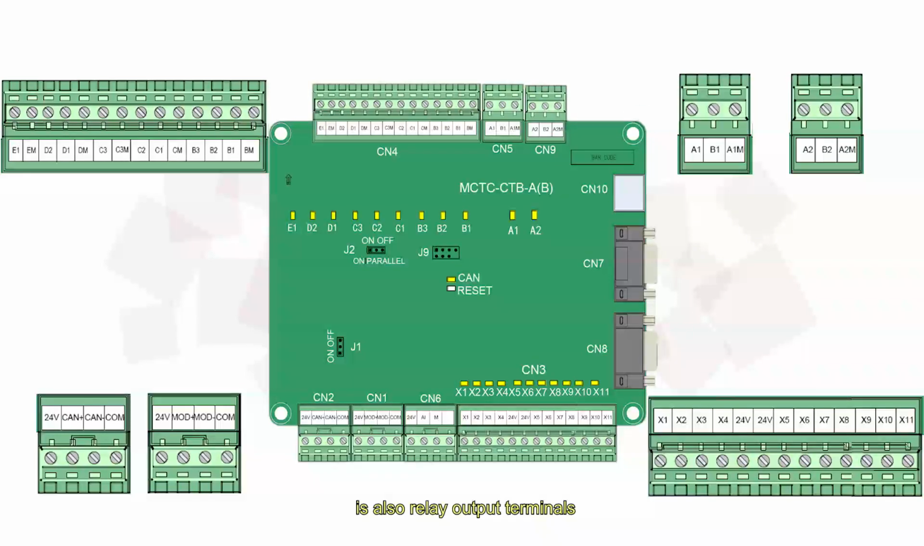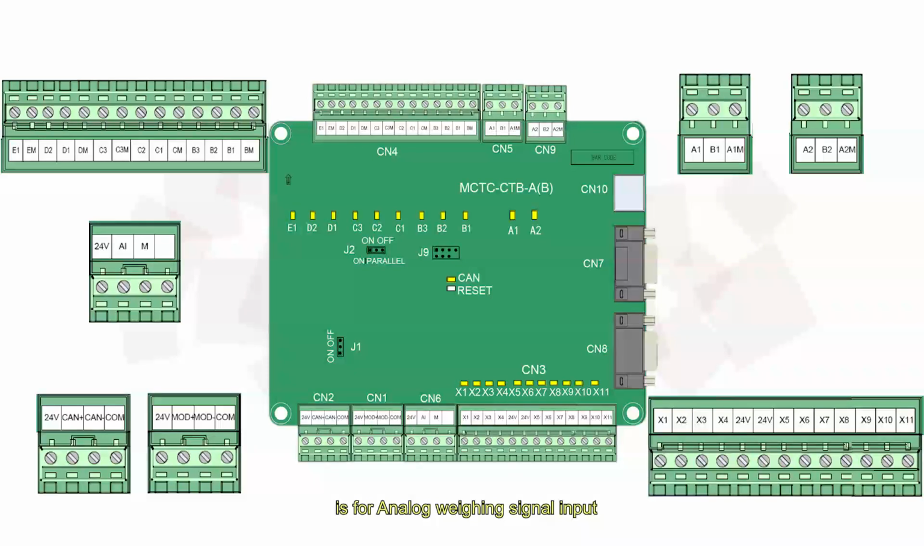CN9 is also relay output terminals, drive capacity 3 ampere 250 volt AC or 1 ampere 30 volt DC. It is used to control the cabin light on or off. A2A 2M is NC terminals, B2A 2M is NO terminals. CN6 is for analog weighing signal input. Input voltage range, 0 to 10 volt DC.